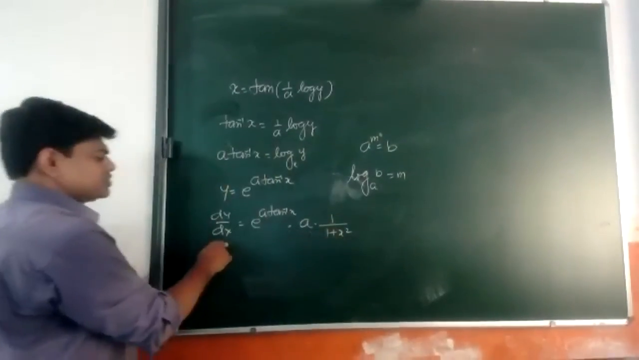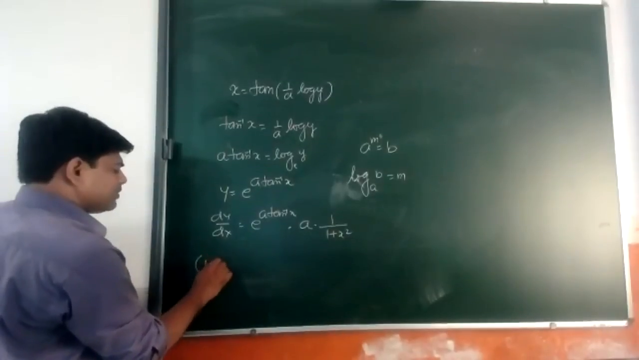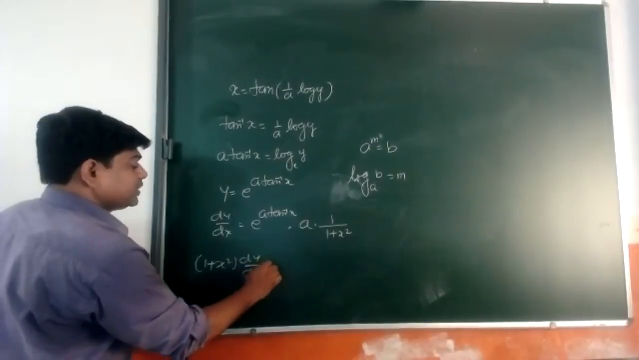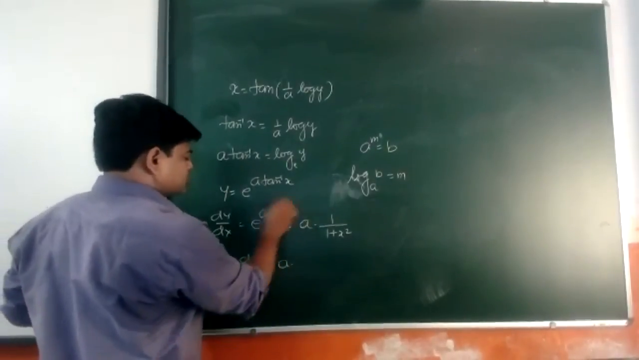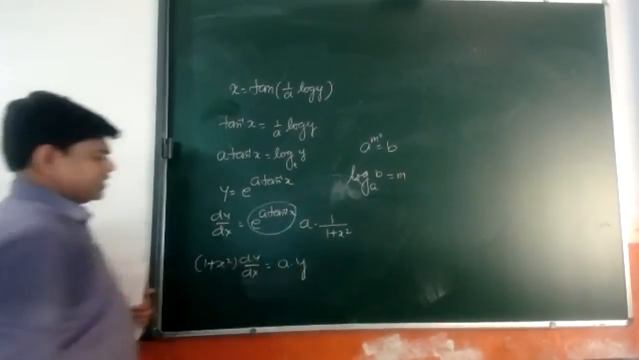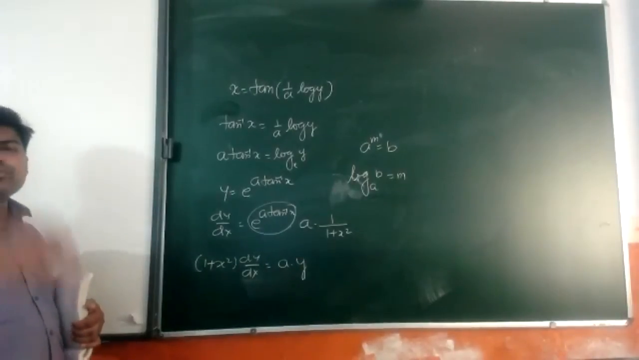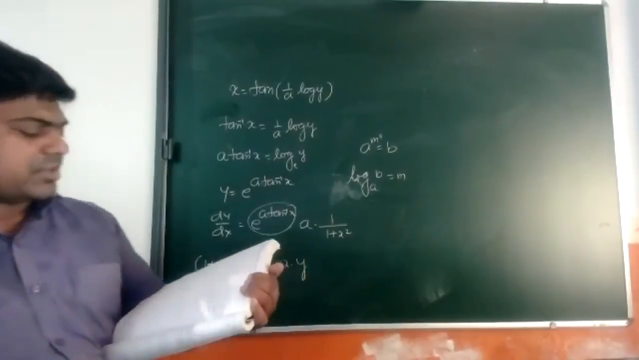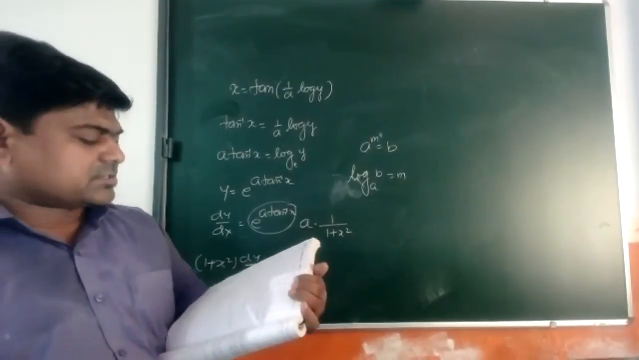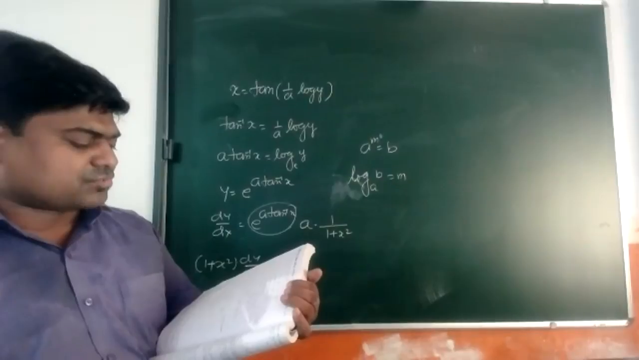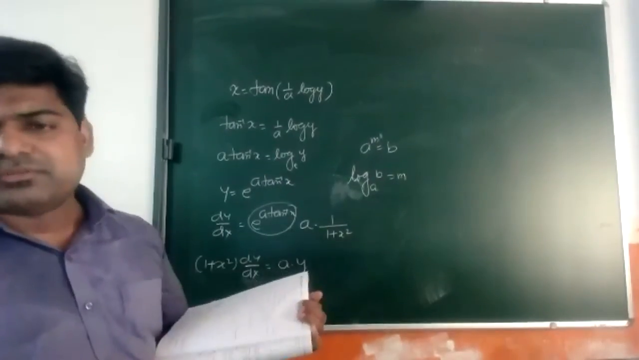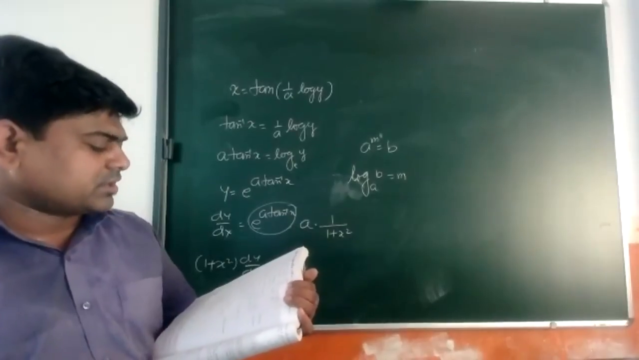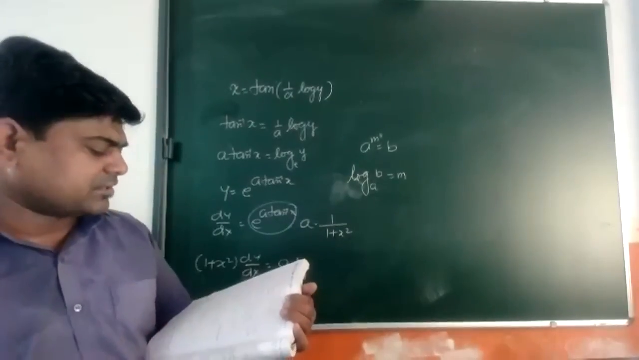Now we can transpose this to this side. So we will have 1 plus x square dy by dx is equal to a into y. And now you may differentiate it again. When I differentiate it again, I will get our result, that is the one given in 17, 1 plus x square divided by 2x. Easily we will get it. It's okay. So till question number 17 we have discussed here.